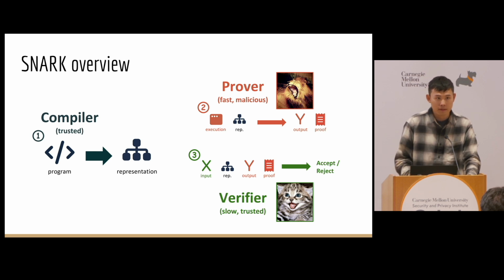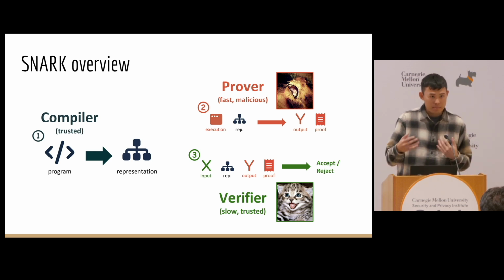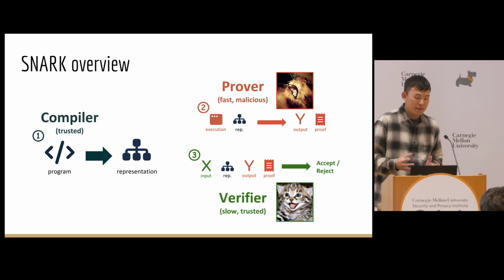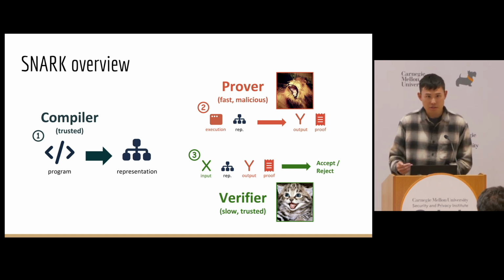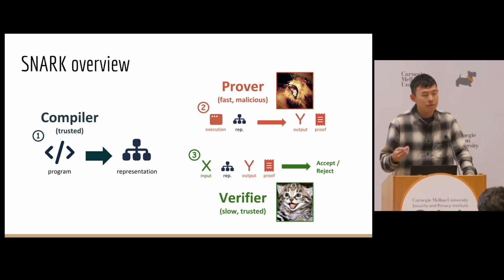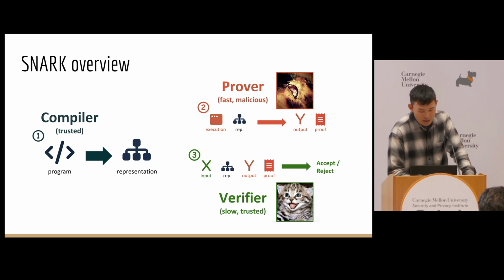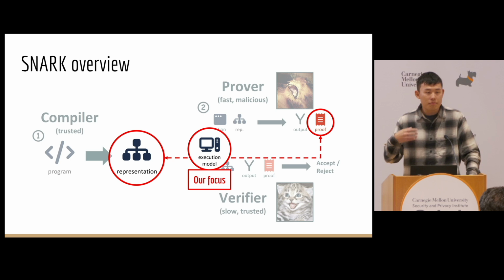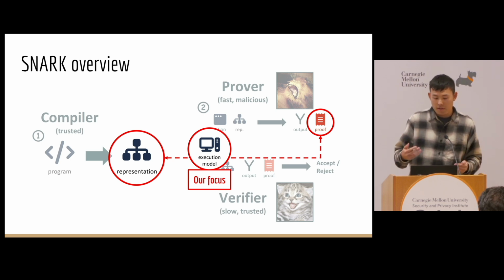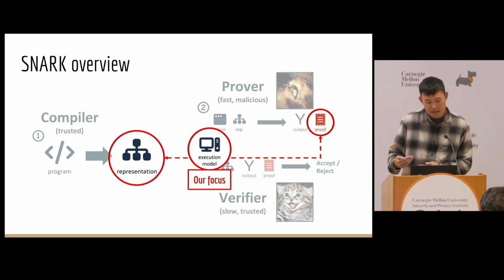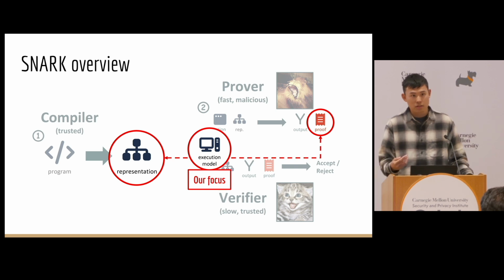based on the proof. Now, this trusted outsourcing process is the backbone to the scalability and privacy of our modern crypto industry. And as a result, building an efficient SNARK system is always a priority to the blockchain community. However, today I'm going to take a rather unorthodox approach and talk about an often overlooked aspect of the SNARK system called the execution model.